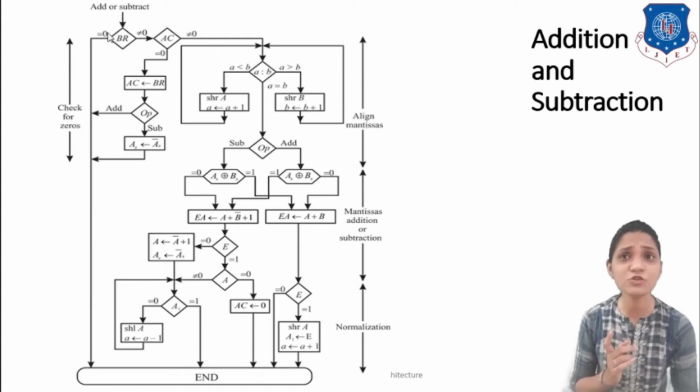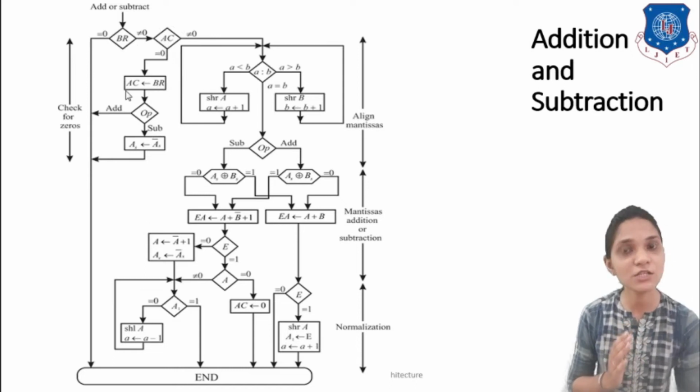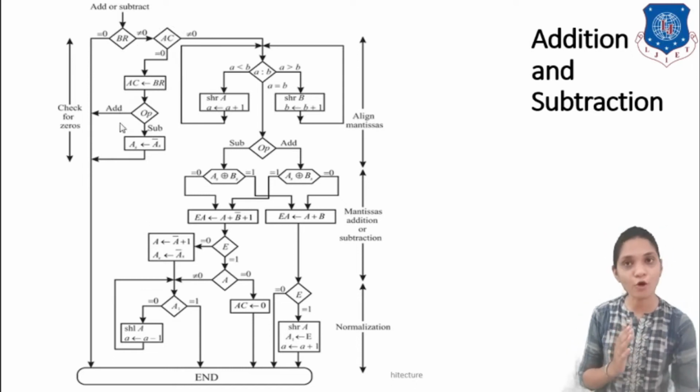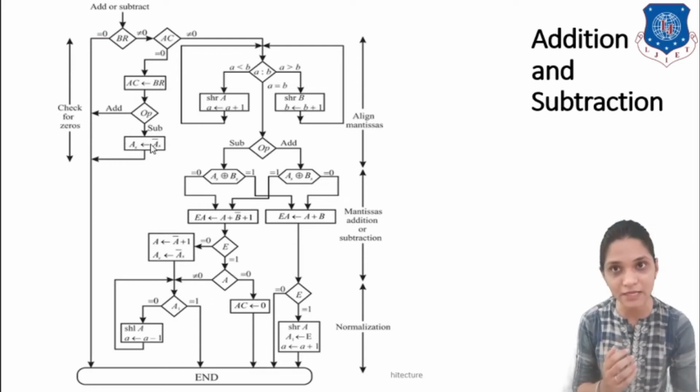If BR is 0, then your result is already inside the accumulator. But if your accumulator is 0 and BR is not 0, then you have to shift the BR's content into the accumulator and check for the operation. If it is the subtraction operation, then change the sign of the AS. And if it is the addition operation, then the sign is as it is.